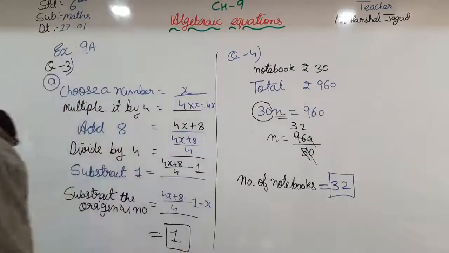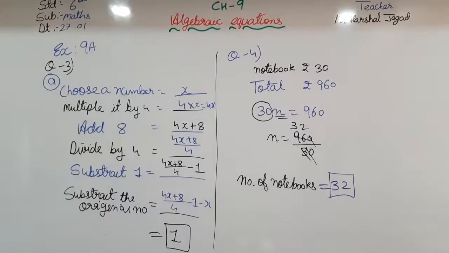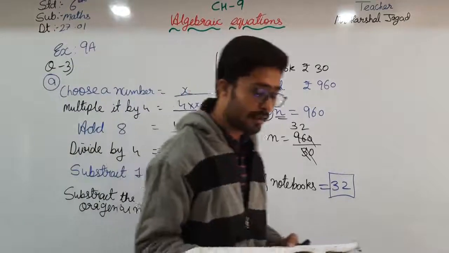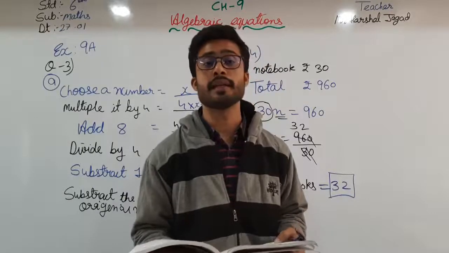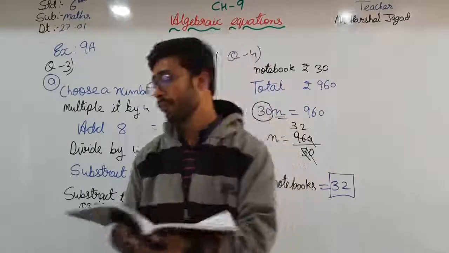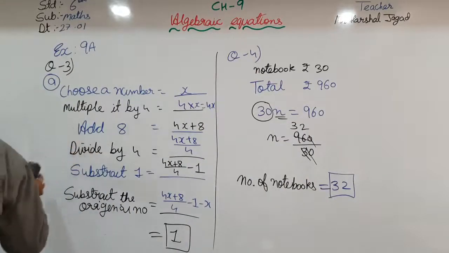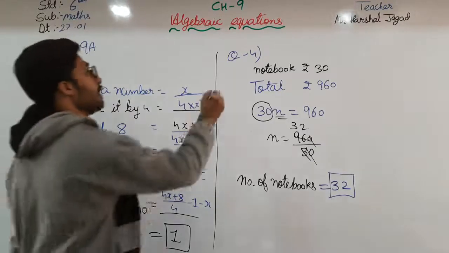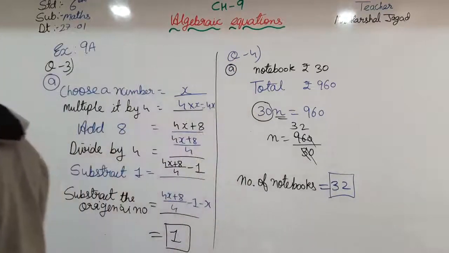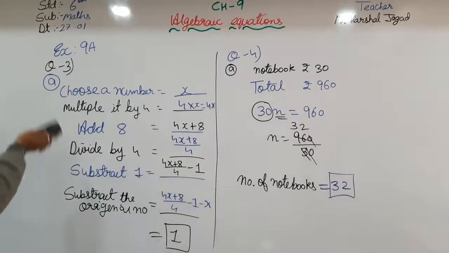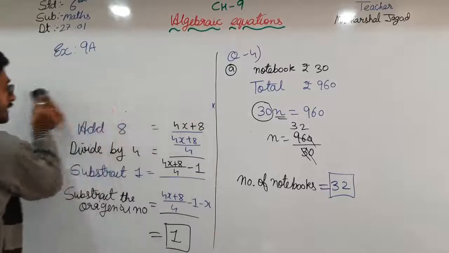Okay students, moving forward. 17 mangoes are added to a basket of mangoes to make the total 100. How many mangoes were there in the basket before the addition? Okay, before the addition. So this was A. Now doing question number 4, B.